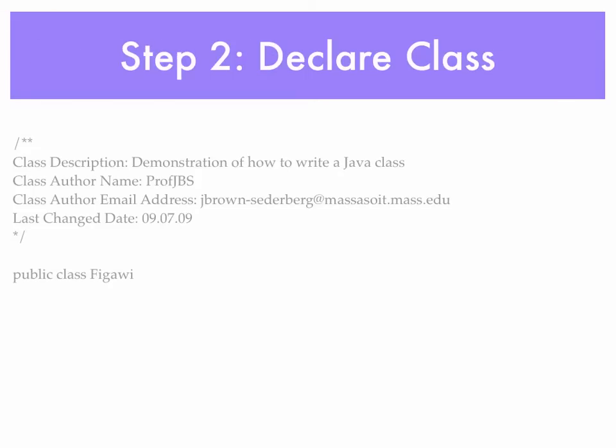Step 2 is to declare the class with the line public class ForGaui. Public class means that this class is available to other classes. A class must be saved in a .java file that matches the declared name of the class. The name of this class is ForGaui. We must save this class in a file ForGaui.java.